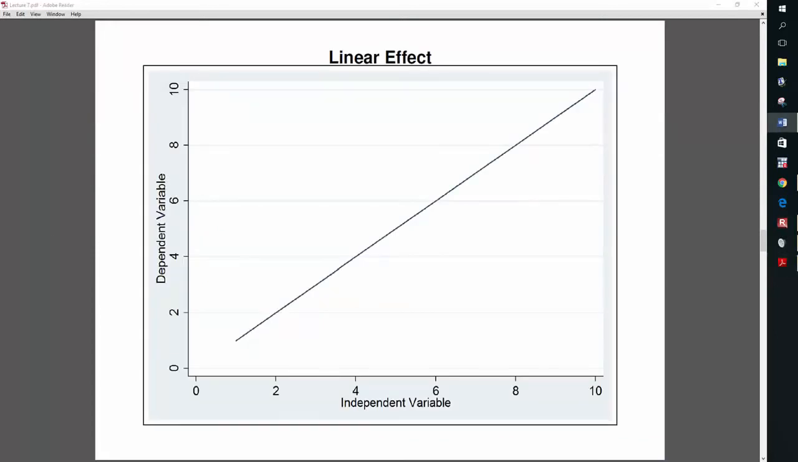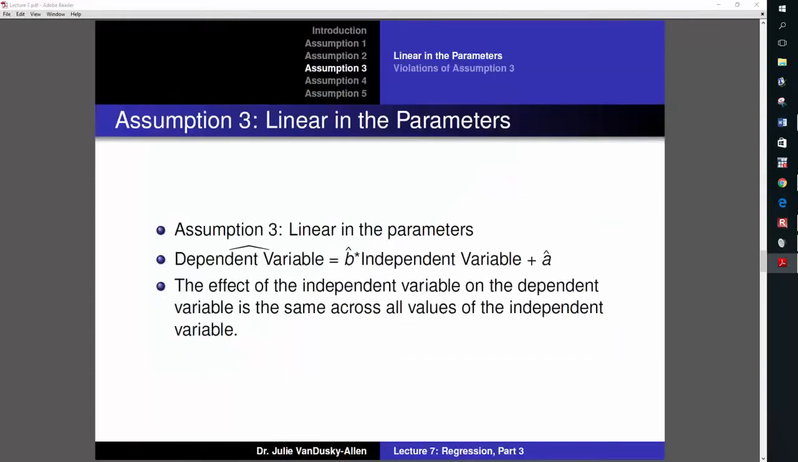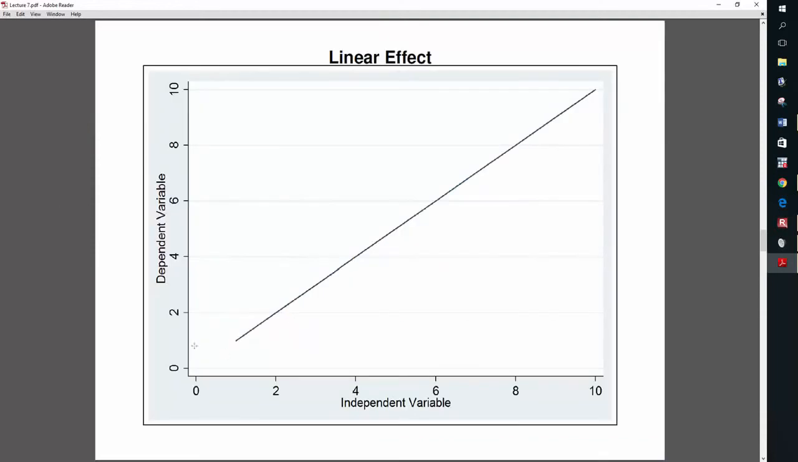The third assumption of ordinary least squares regression is that the independent variables have a linear effect on the dependent variable. In other words, we assume that the effect of our independent variable on our dependent variable is the same across all values of the independent variable. This assumption is called linear in the parameters, which means that our b hats are the same across all values of the independent variable. The b hat does not change. Or in other words, the effect of the independent variable on our dependent variable is the same across all values of the independent variable.